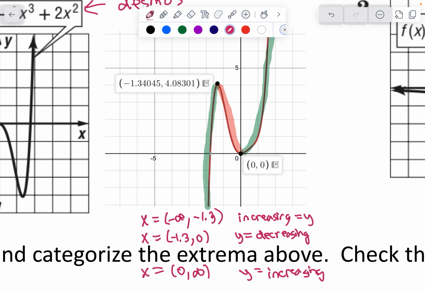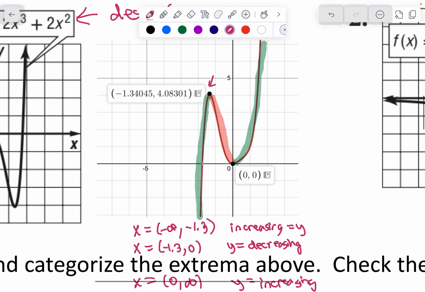Now let's talk about the points. This is a maximum. What kind of maximum? Well, it is not the highest point of the graph, so it is a relative maximum. This is a minimum of the graph, but it's not the smallest of the graph, so it is a relative minimum. If I could spell any of that.